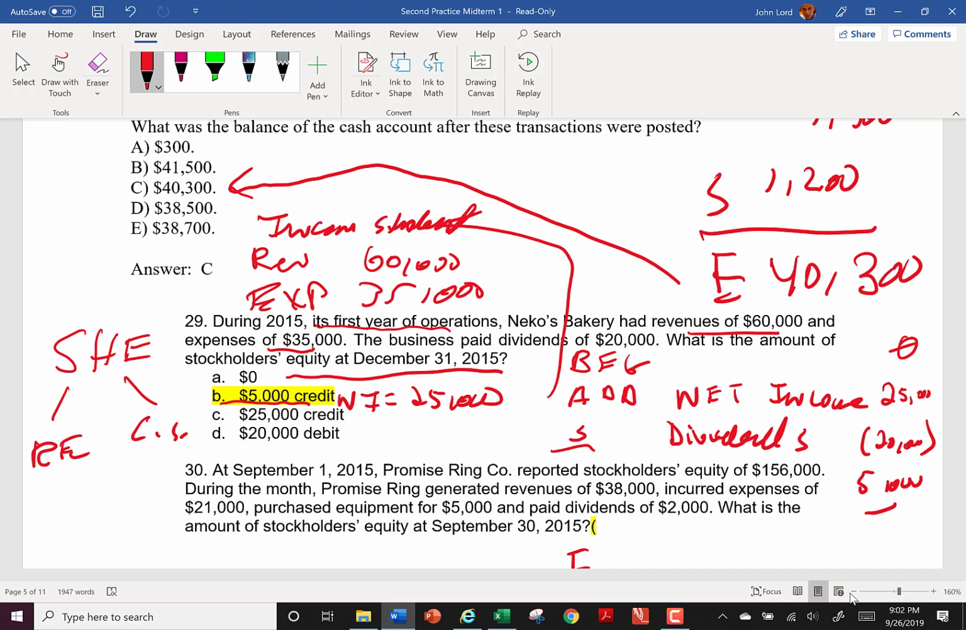Everyone that's taking a break, you're not going to understand the next question. You're going to sit there and say to me, but what about the equipment? We debit cash 60,000. We credit revenue what? 60,000. Good. Okay. Then we sit here and they tell me that I have expenses of 35,000.